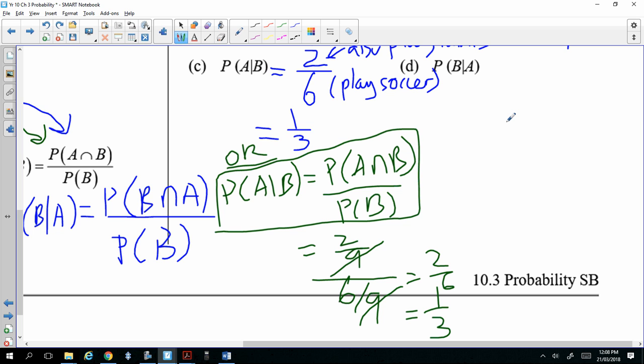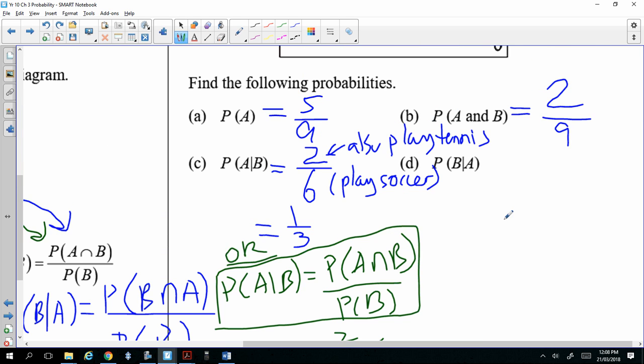Next one is, given that a person plays tennis, what's his chance of playing soccer? Okay, so you just say, how many people play tennis? There's 5 who play tennis. Out of those who play tennis, only 2 play soccer. Okay?